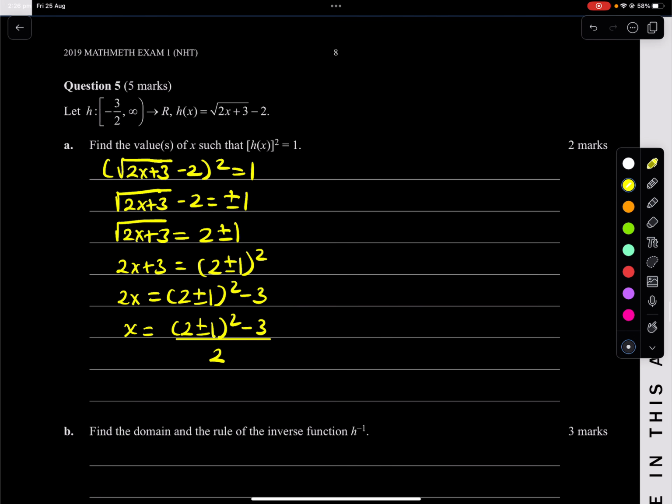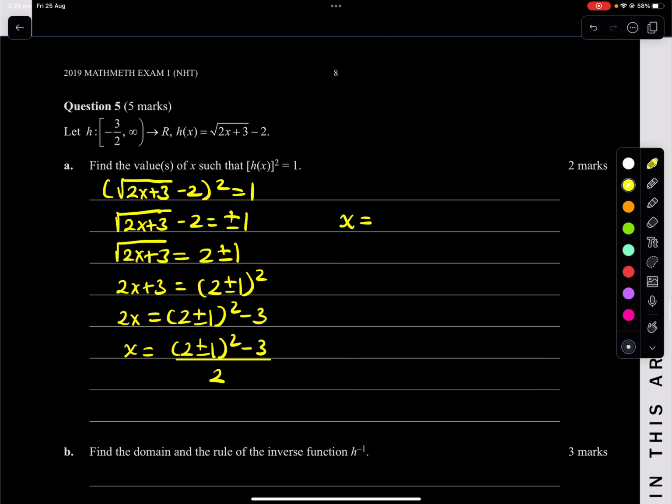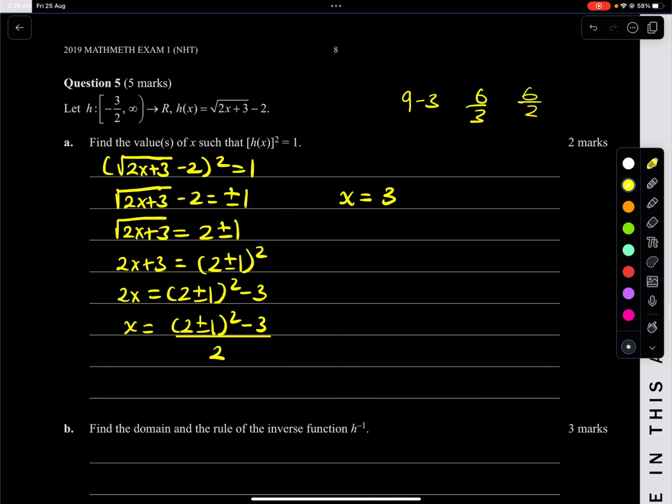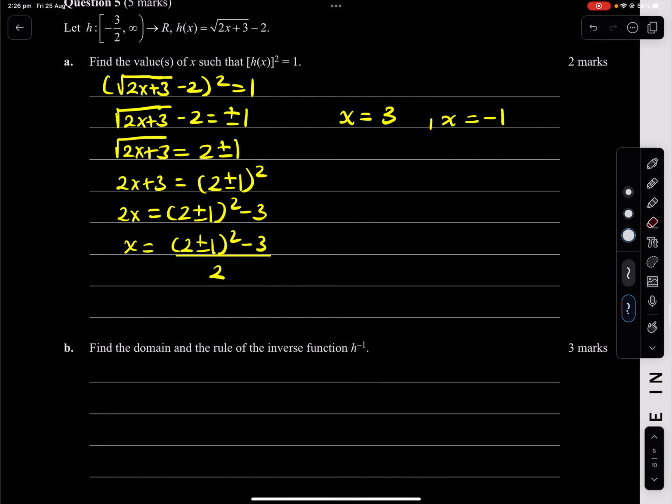So your values of x: let's try the first case with 2 plus 1, so that'll be 3 squared, so 9 minus 3, 6 over 2, which is 3. And the next one is 2 minus 1, so that's 1 squared, 1, 1 minus 3, negative 2 over 2, so negative 1. All right, those are the two values.